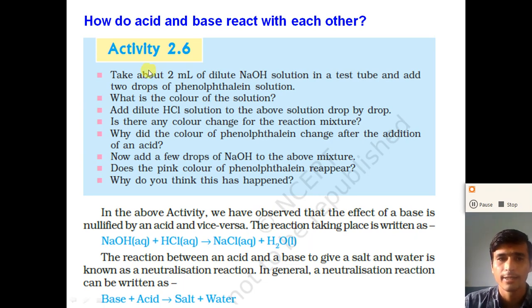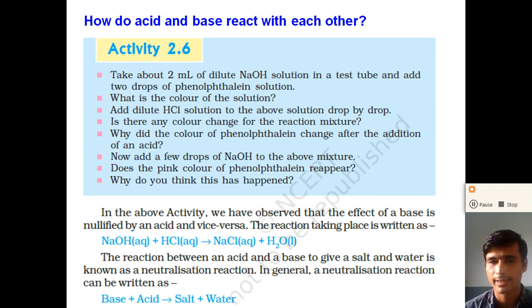Now add dilute HCl solution to the above solution drop by drop. So when we add dilute HCl solution drop by drop, is there any color change of the reaction mixture? Why did the color of the phenolphthalein change after addition of the acid?